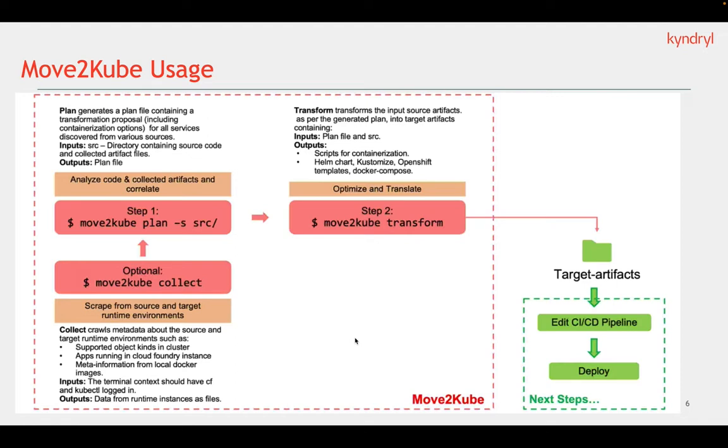There's another option to make the transformation richer with the output, and that would be to run what we call move to Kube collect. What this does is, if I'm connected to a Kubernetes environment, and I'm also connected to Cloud Foundry, it can examine those runtime environments and see what's deployed, see what the capabilities are. So it's looking at what kinds of objects are supported in the cluster, what apps are running in the Cloud Foundry instance, and metadata around all of those. And that helps inform the plan stage, and then that finds its way back to the transform stage.